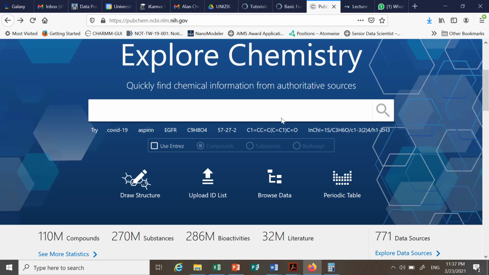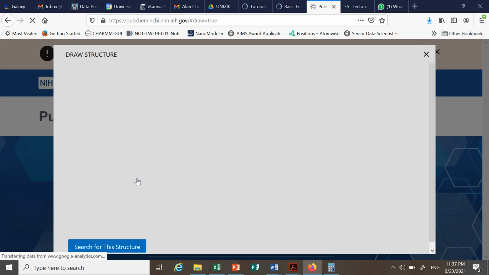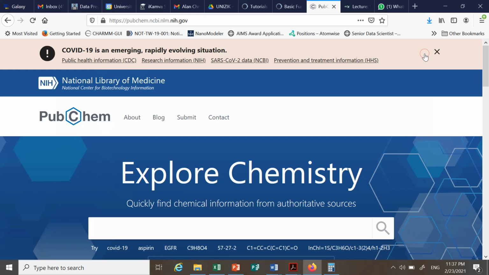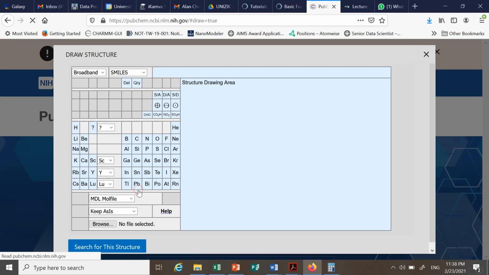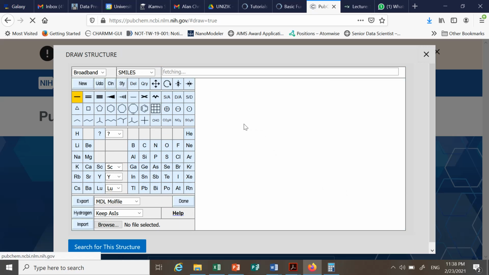But I want to also focus on one other way, which sometimes you might not know the name, but you just have an idea of the structure. And this, I want you to be able to do. So let me just repeat that. The step was to draw the structure. So I want to draw the structure. There's an icon here you can click, which takes you to an electronic chemical drawing page where you can draw a structure.